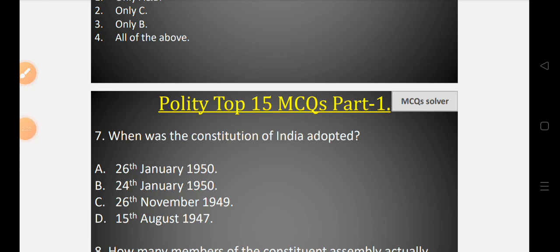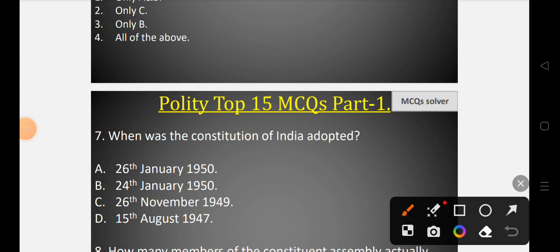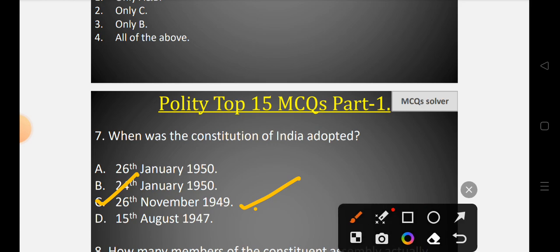So the Constitution of India was adopted on, the correct option is option number C, that is 26th November 1949. So the correct option is option number C, 26th November 1949.